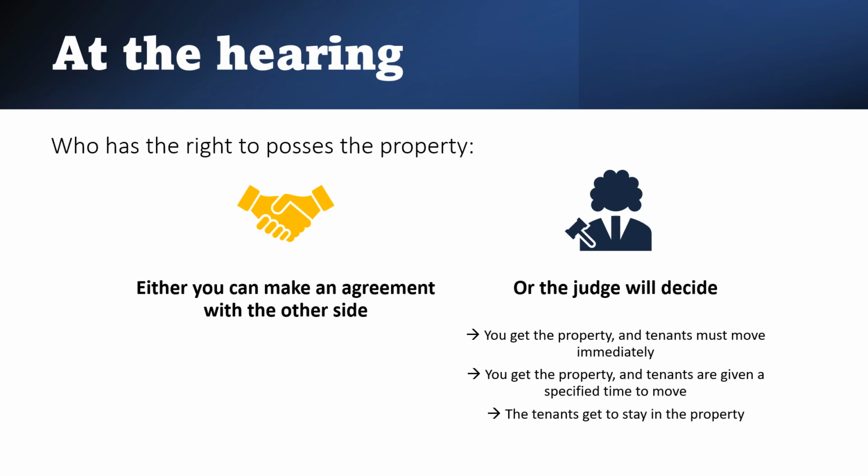Now, if at the time of the hearing you still have not come to an agreement with the other side, the judge will issue a decision. He will say one of 3 things. Either you get the property and all the tenants or occupants must move immediately. You get the property and all the tenants and occupants must move, but they have a specified time to get their things out, and the judge will state the exact date and time. Or the judge will say that the tenants or occupants get to stay in the property while the case moves forward.